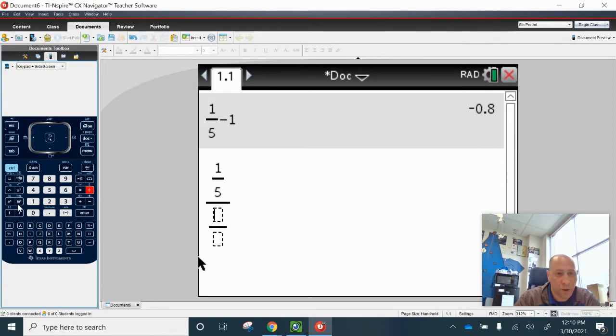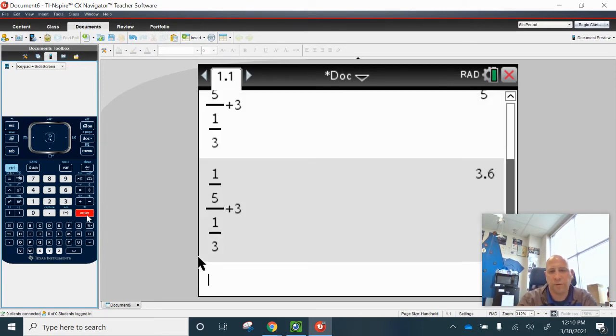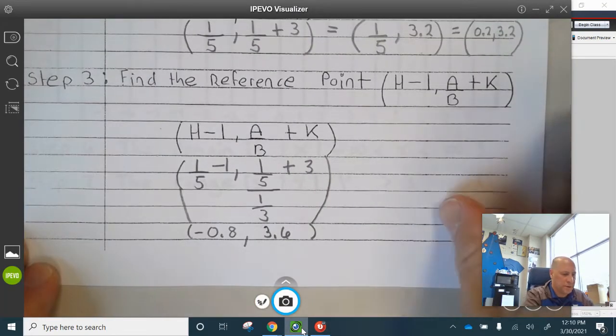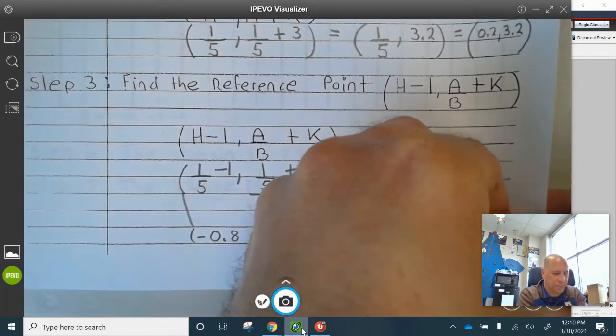and then that's 1 divided by 3, plus 3, is 18 divided by 5. Control Enter, which is 3.6. All right. So we have our points. So let's move on to the next step.